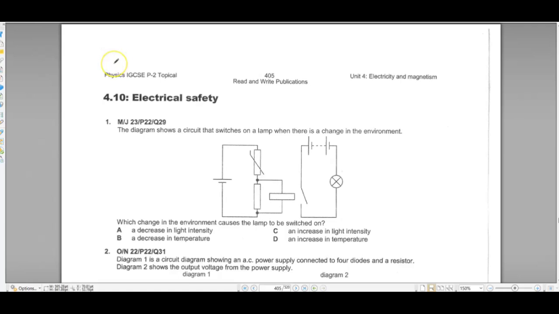Currently we are doing the chapter Electricity and Magnetism, and today we are going to do its topic 4.10, which is electrical safety. Let's start.